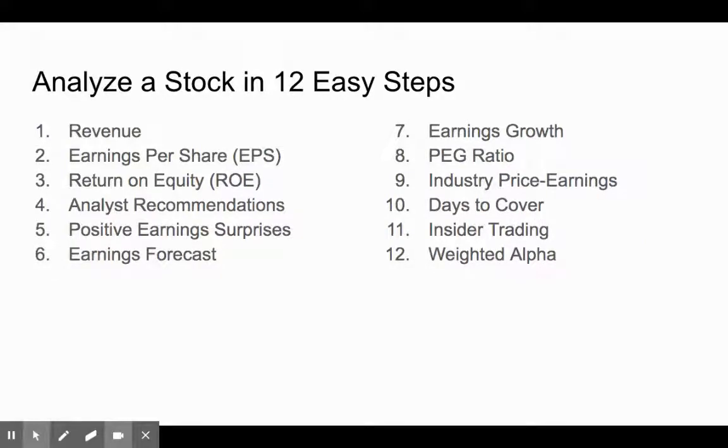Here are the 12 steps of stock analysis, the NASDAQ dozen. First is revenue. Second is earnings per share. Third is return on equity. Fourth is analyst recommendations. The fifth step is positive earnings. The sixth step is earnings forecast. Seventh step, earnings growth. Eighth step, PEG ratio. Ninth step, industry price earnings.